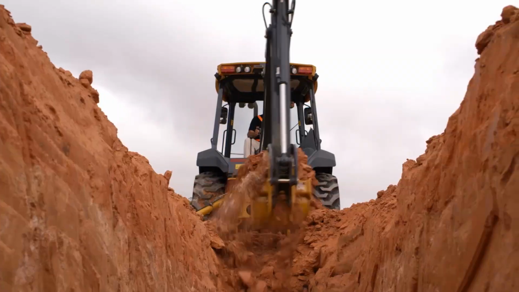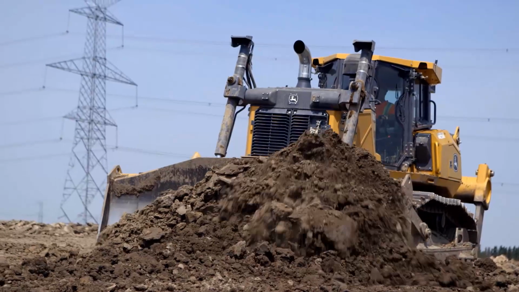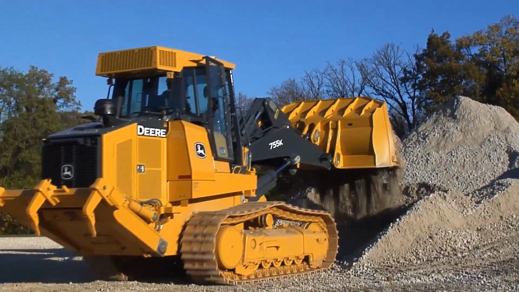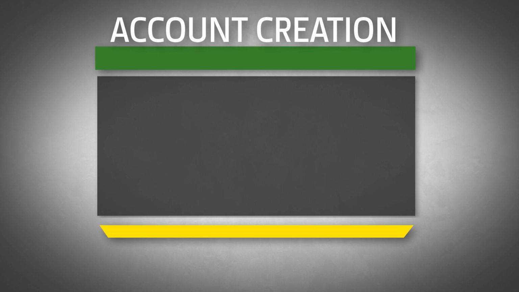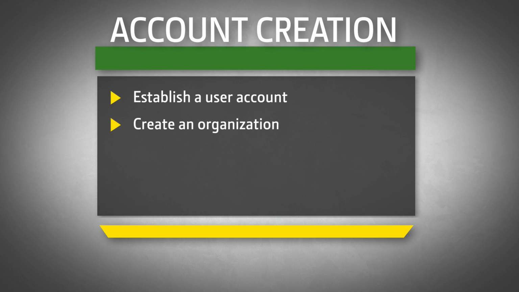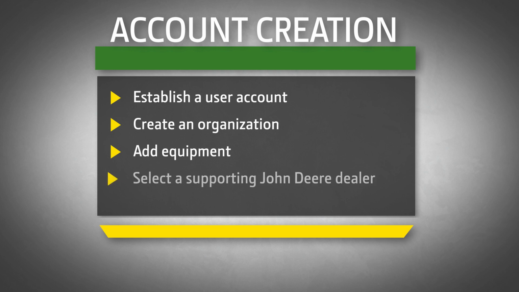Account creation is structured to quickly and easily take you through the steps needed to create a complete John Deere account. The first step involves establishing your user account. The second consists of creating an organization and accepting terms of use. The third step allows you to add your equipment. And the fourth and final step consists of selecting your primary supporting John Deere dealer.